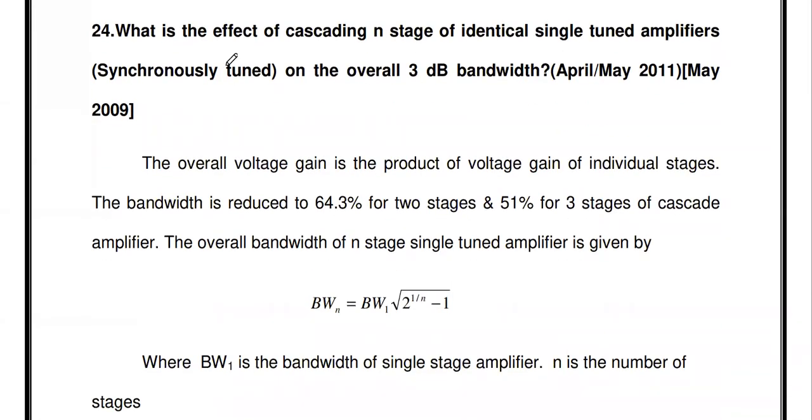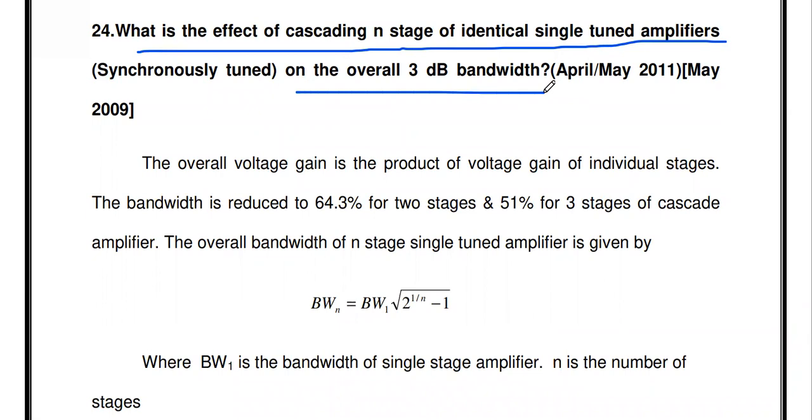Then the next one, what is the effect of cascading n stage identical single tuned amplifiers on the overall 3 dB bandwidth? It is an important 2-mark question, and using this relation there will also be an important 2-mark problem. If n number of identical single tuned amplifiers are connected in cascade, that is called a synchronously tuned amplifier. What is the effect on bandwidth? That is the question.